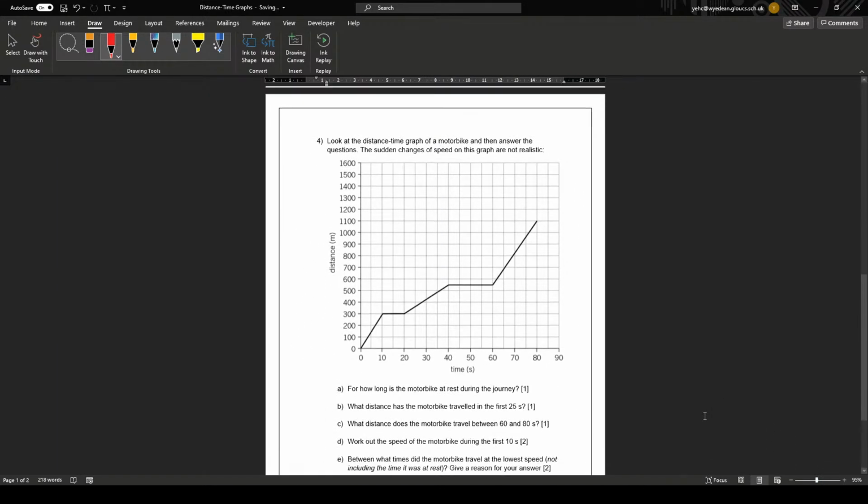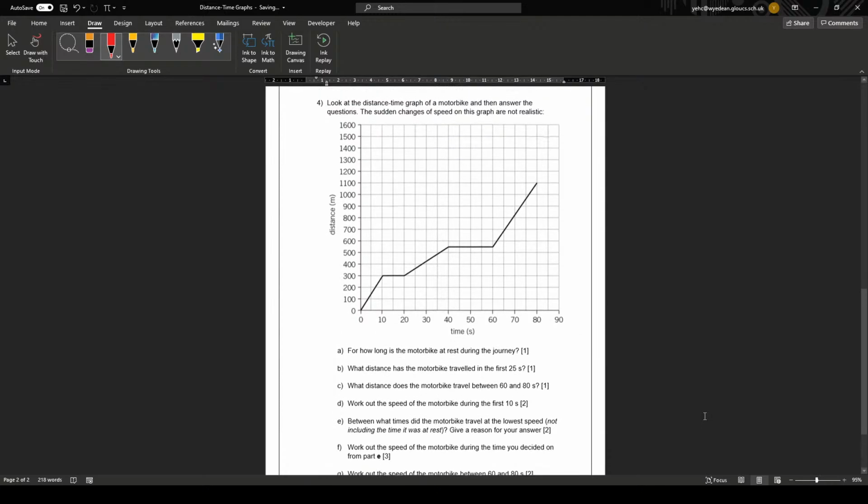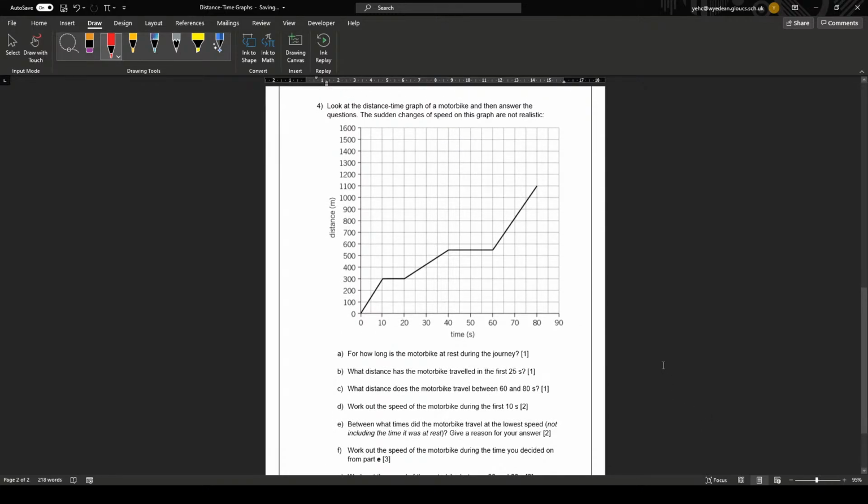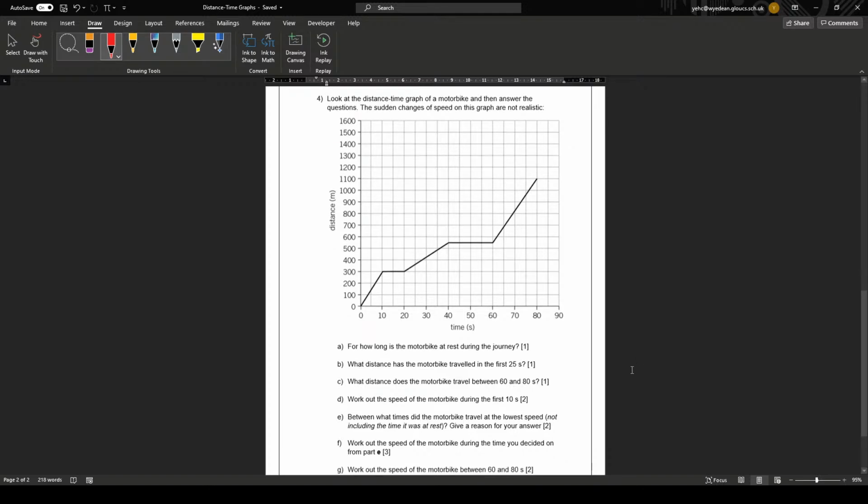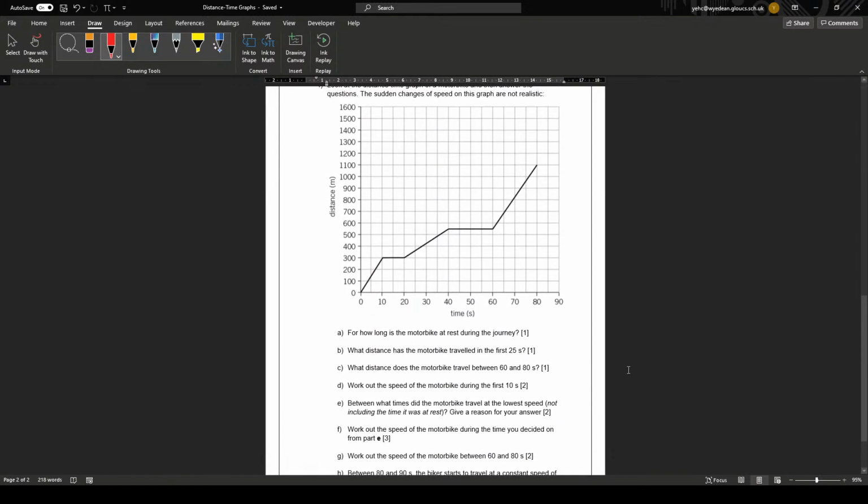Now, this is the biggest challenge. Look at the distance time graph of a motorbike and then answer the questions. The sudden changes of speed on this graph are not realistic. Obviously, I had to include that because I didn't want you to think, hang on, it can't just go from a constant speed to not moving straight away. That's not realistic. Don't worry about it.